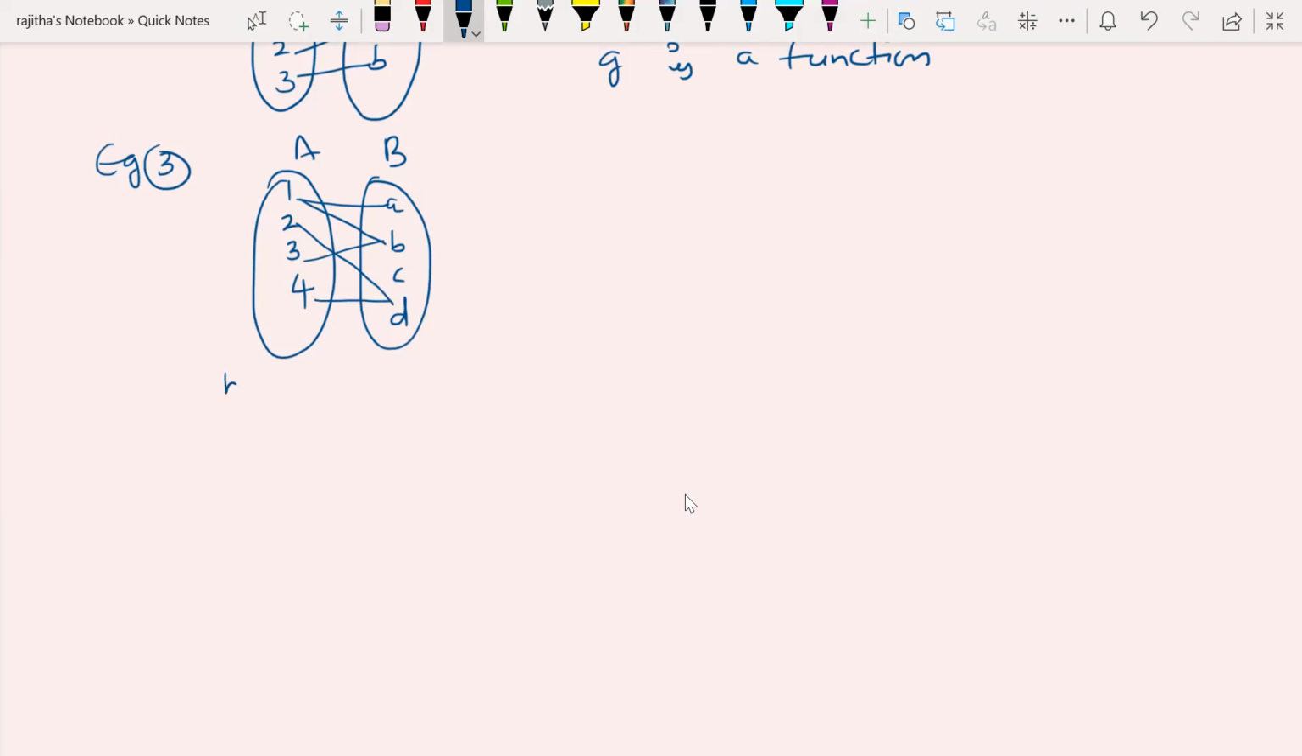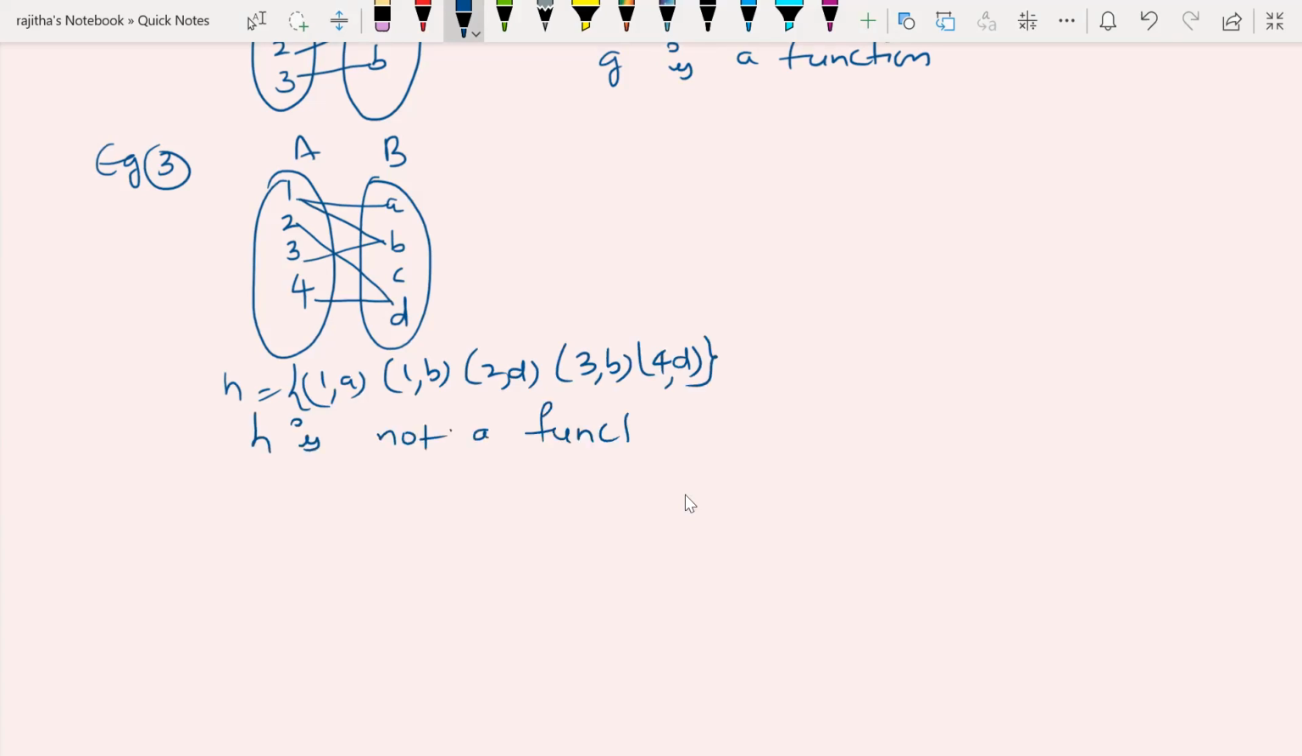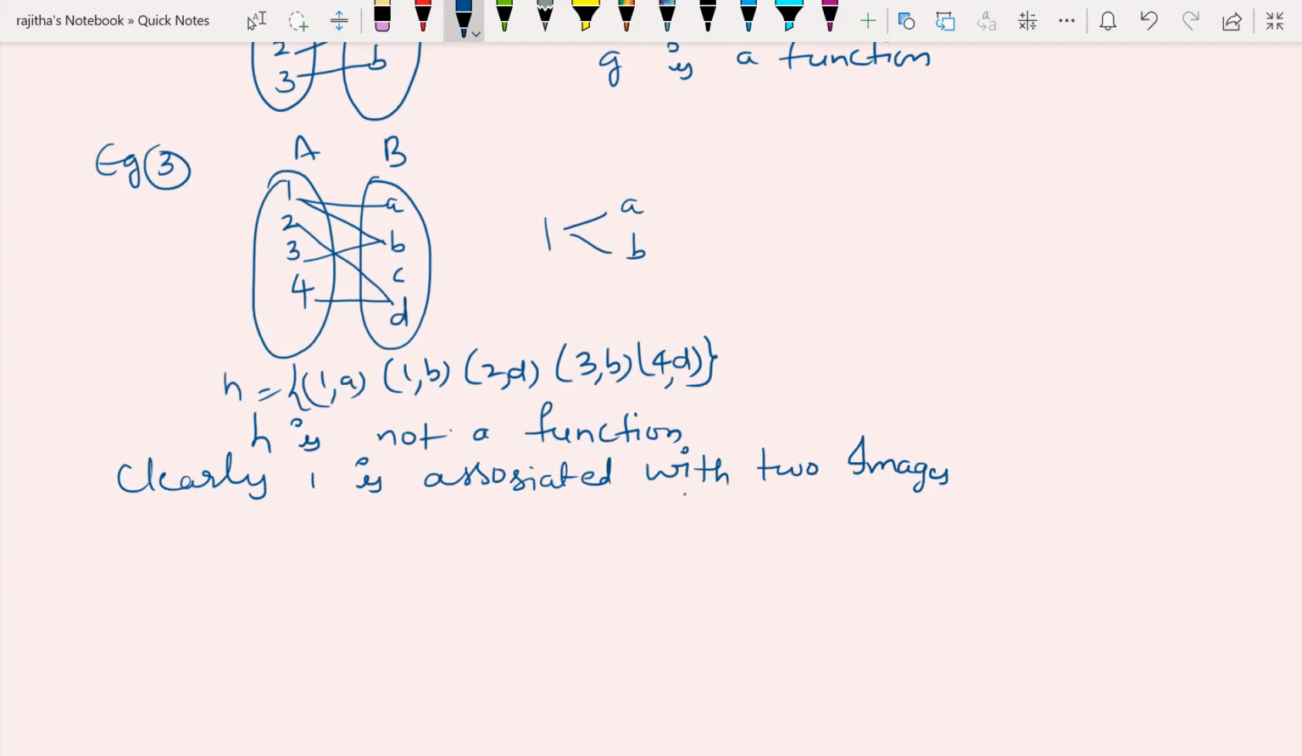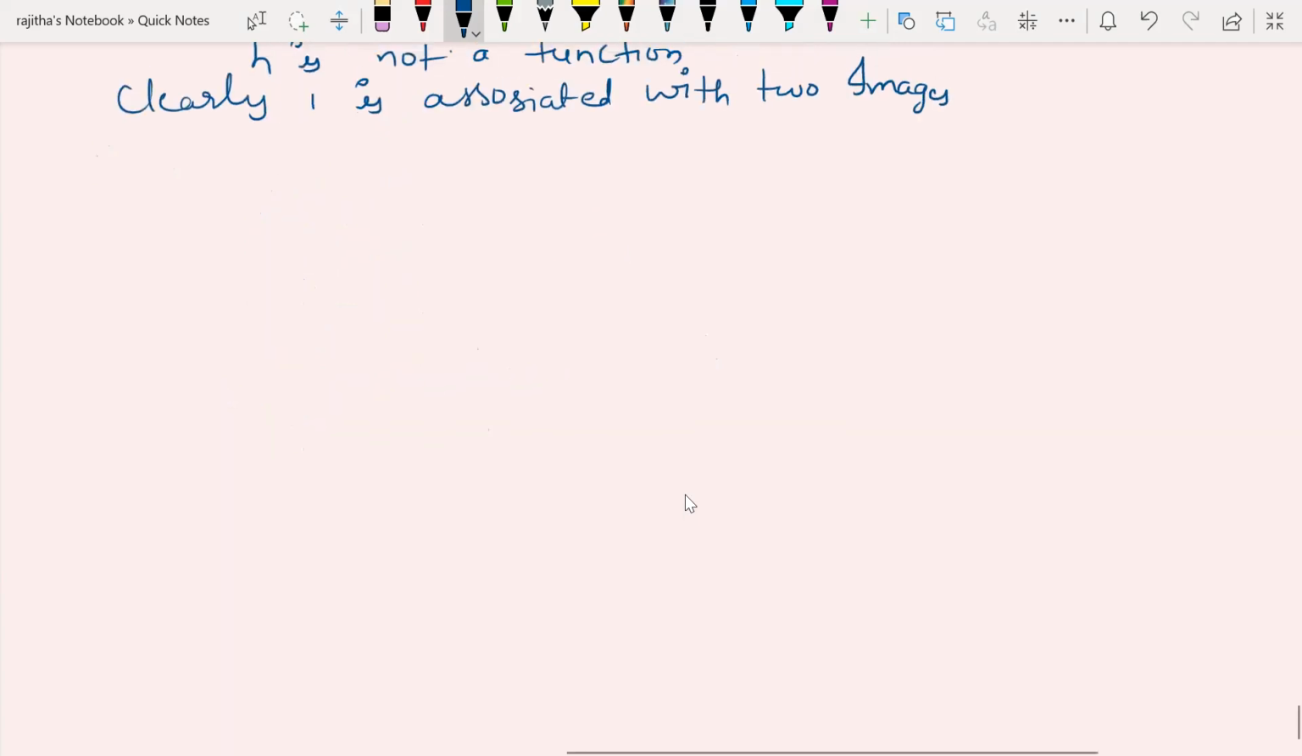So here H = {(1, a), (1, b), (2, d), (3, b), (4, d)}. So H is not a function. Why? Because 1 is associated with 2 images. Next, one more example.